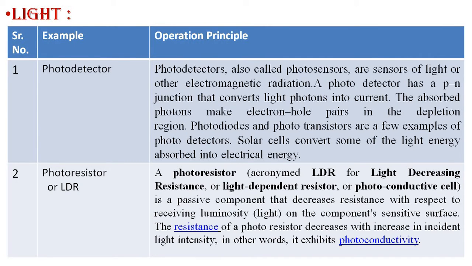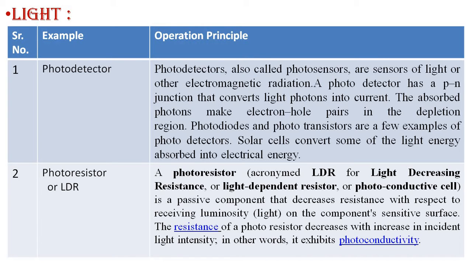The next parameter is light. For measuring light there are different examples, but we will see some of them. Starting with the photodetector, I think everyone knows the photodetector. It detects photons, which is why it is known as a photodetector. It is also called a photosensor. It is a sensor of light or electromagnetic radiation.